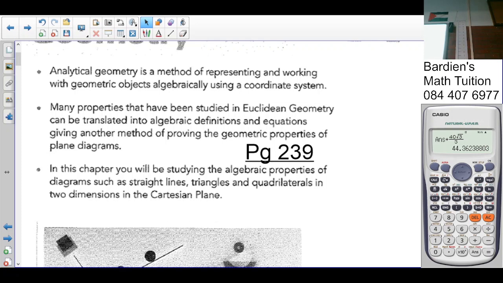Many properties that have been studied in Euclidean geometry can be translated into algebraic definitions. Euclidean geometry, when we spoke about parallelograms, rhombus, kites, and all of those things, also filters into this part of the world. It gives other methods of proving geometric properties of plane diagrams. In this chapter, you will study the algebraic properties of diagrams such as straight lines, triangles, quadrilaterals in 2 dimensions in the Cartesian plane.